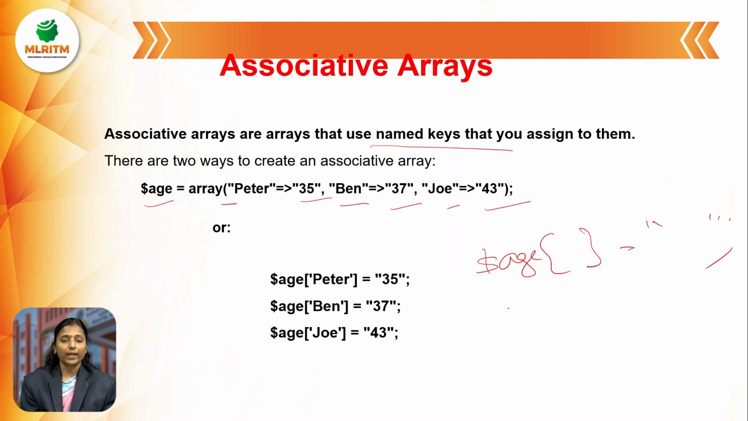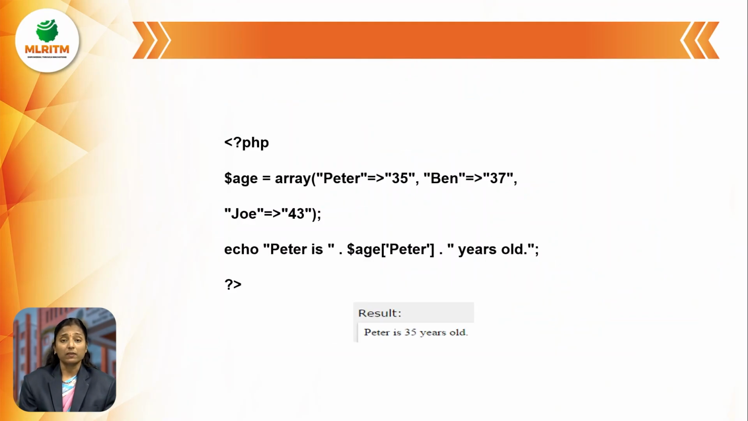Or else we can take the age array name, and then we have a set of values. Okay, this is how we are creating associative arrays. Okay, the next is a PHP example: the age array with Peter, Ben, Joe.